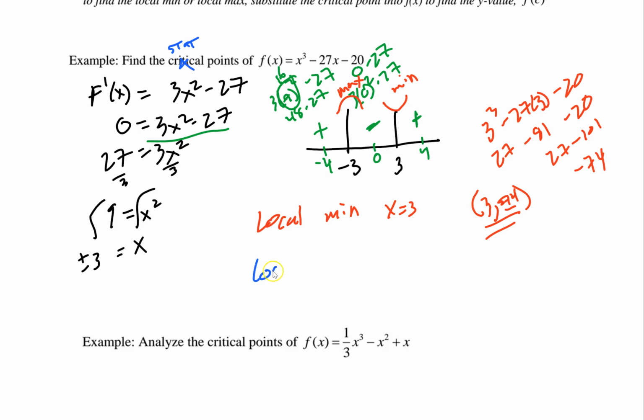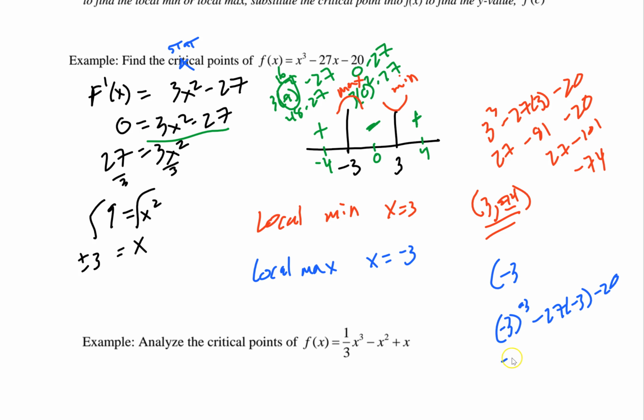My local max is at x equals negative 3. Same idea, plug it in, because I actually got to find the y value. So if I plug in negative 3 cubed, minus 27 times negative 3, minus 20.